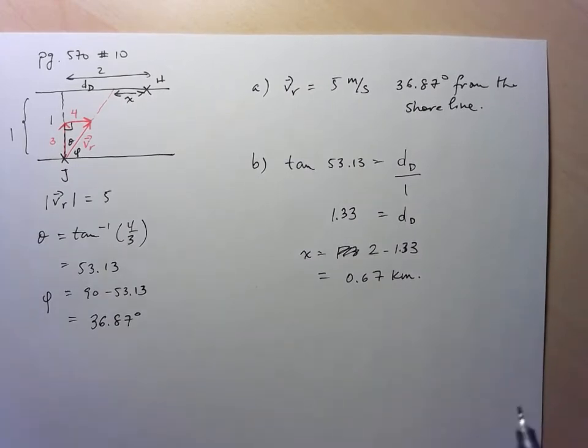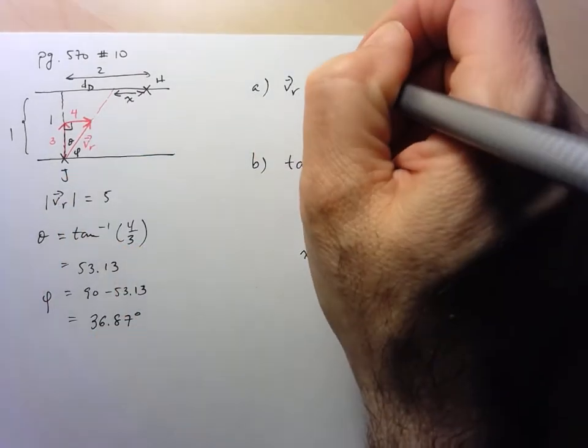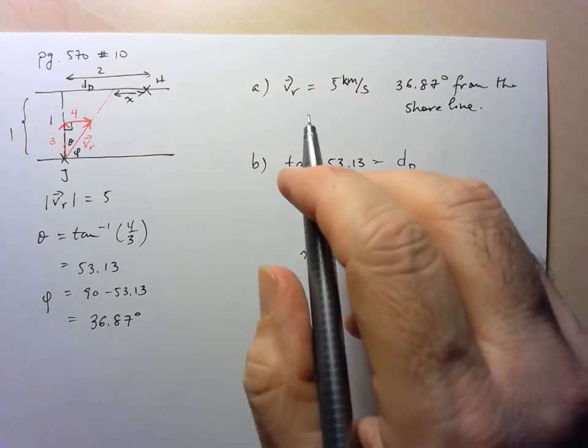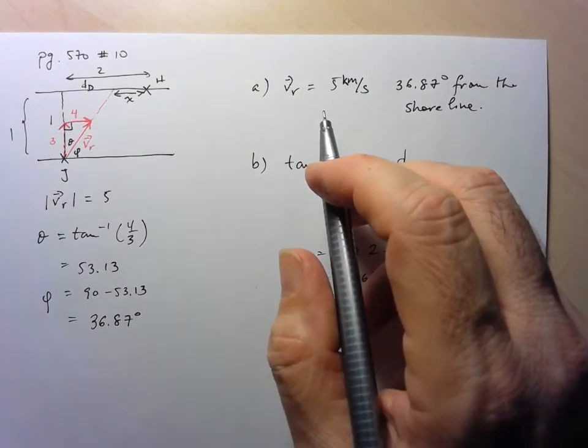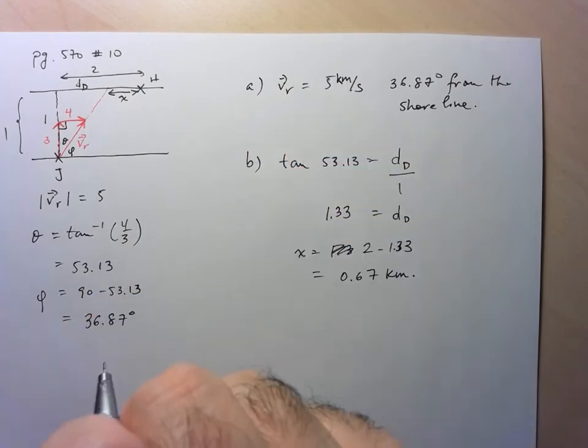And I just realized here, if we go back, these are not in meters per second, these are in kilometers per second. So sorry about that. We'll just change that there. Make sure everything's consistent. So that should have just been kilometers per second.